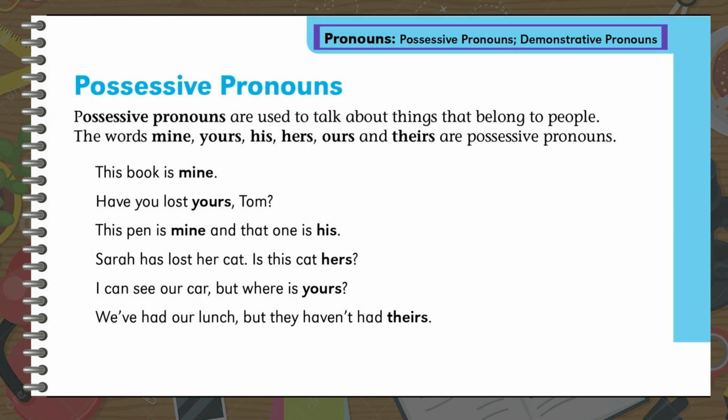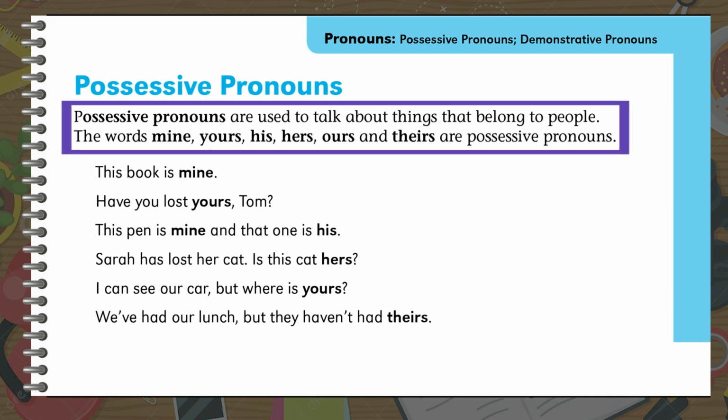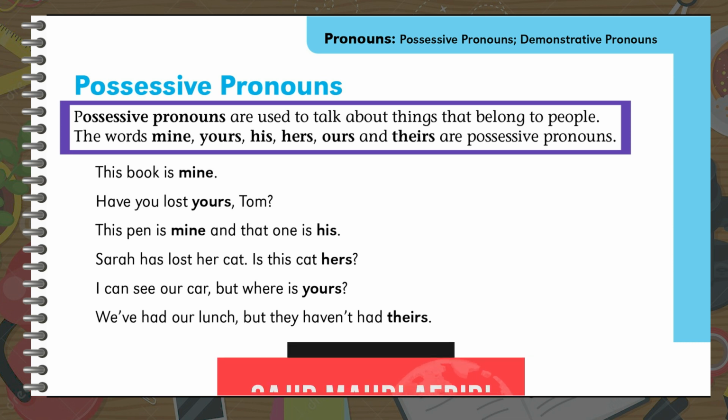Pronouns. Possessive pronouns. Demonstrative pronouns. Possessive pronouns. Possessive pronouns are used to talk about things that belong to people. The words mine, yours, his, hers, ours, and theirs are possessive pronouns.